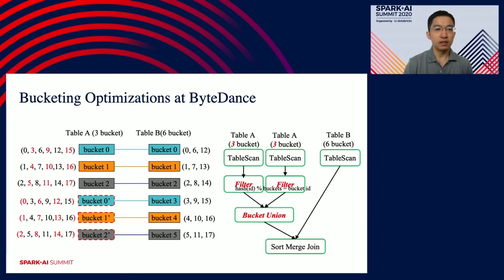And for 3, 9, and 15, which are not the targeted numbers, when we mod them with 6, the result will be 3, which is different from the bucket ID 0. Then 3, 9, and 15 will be filtered out. With this mechanism, there will be no duplicated records anymore.